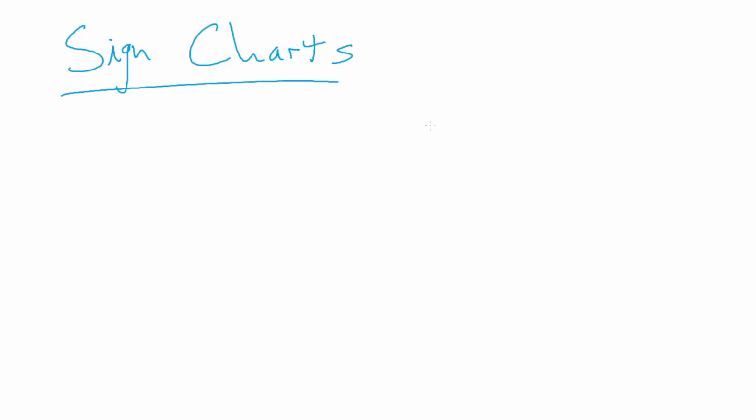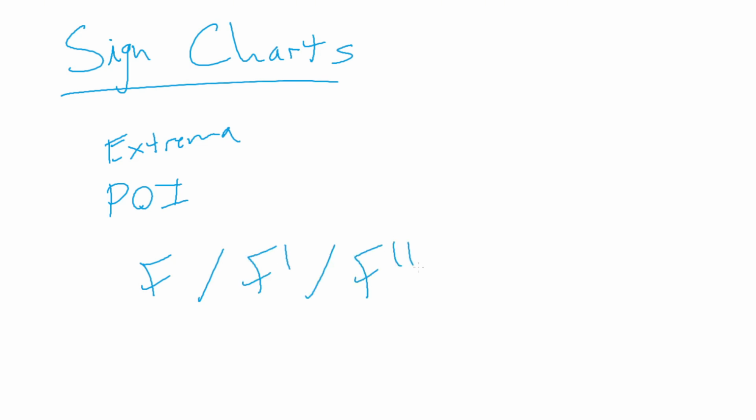Hello, welcome back. In today's video, we're going to be talking about the next topic in Calculus AB that you need to know, which is sign charts. Sign charts are used to find things like extrema, both relative and global. They're also used to find points of inflection on graphs, and to understand and find relationships between the graphs of f, its derivative, and its second derivative.